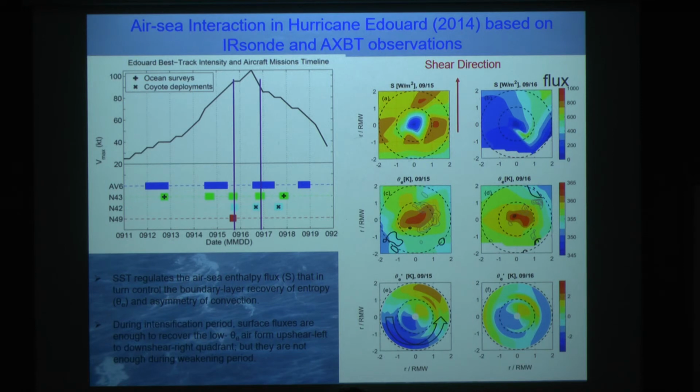Interestingly, I did a boundary layer recovery calculation. On the 15th, I found that the enthalpy fluxes are large, enough to recover this theta E deficit from the upshear left to the downshear right quadrants. But on the 16th, the fluxes are not enough to recover this theta E deficit. So basically, the take-home message is that the air-sea fluxes are linked to the hurricane intensification rate, the intensifying or weakening, while theta E is more tied to the intensity itself. When the storm has category 4 strength, theta E is comparable, but the fluxes are very different. So this boundary layer recovery process could be linked to the hurricane intensity change problem.